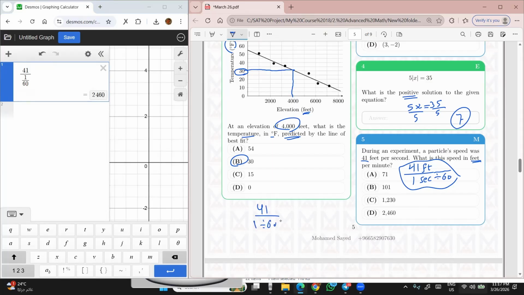1 divided by 60, both are the same. You get 2,460, which is letter D.